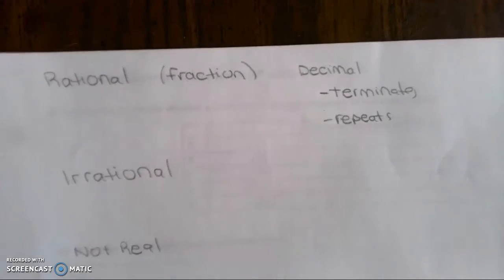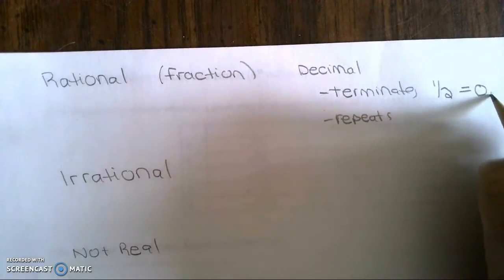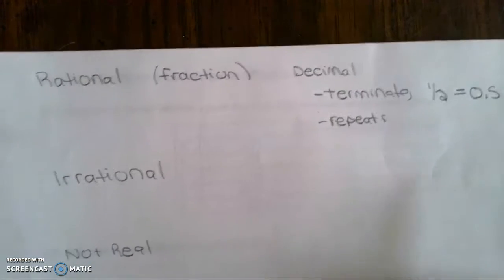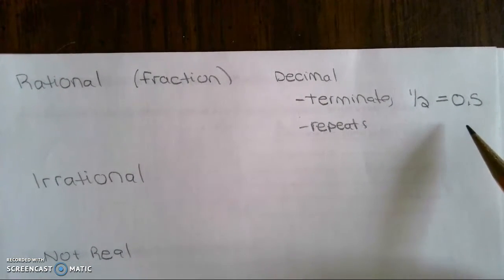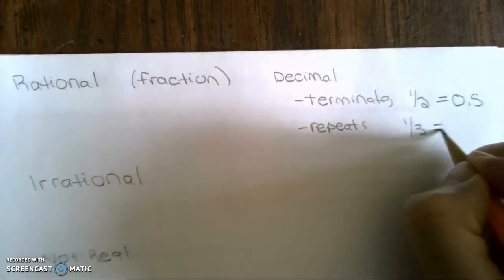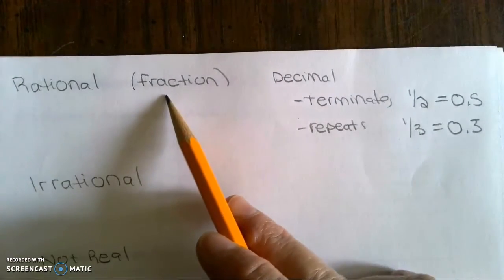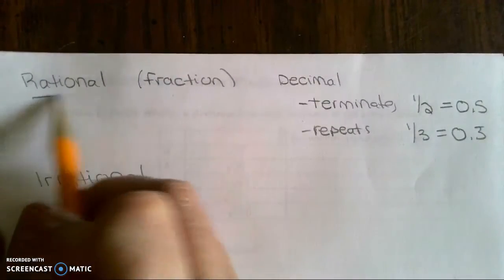Okay, so what do I mean by that? Terminates means the decimal just stops. For example, 1/2, that's 0.5. Or 1/4 is 0.25. They just stop after a while. Repeats means the decimal keeps repeating. For example, 1/3 is 0.3 with a 3 repeating. That's also considered a rational number. Okay, so those are the rational numbers.